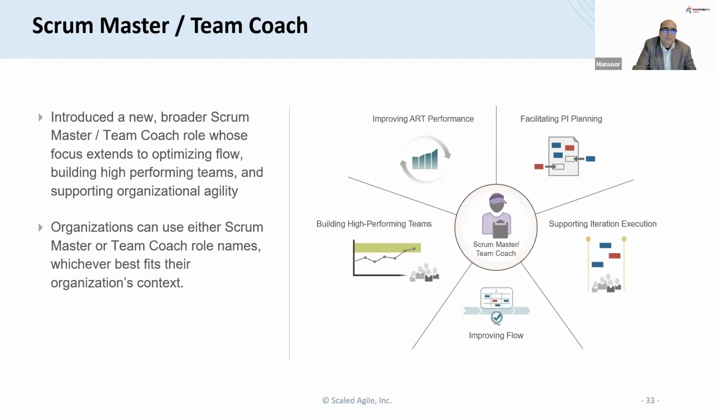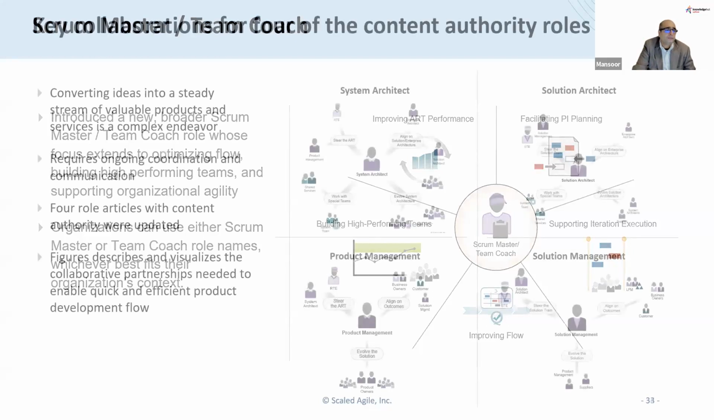The role of a team coach, which is previously called the Scrum Master, is to play an essential role in planning. They collaborate with RTEs, and they support iteration execution. They improve flow and they build high-performing teams. So their role is to build high-performing teams. They improve the ART performance and they participate in Inspect and Adapt. So that's what comes into picture.